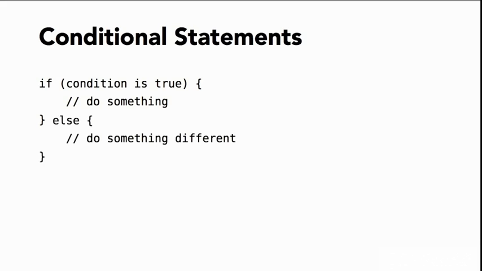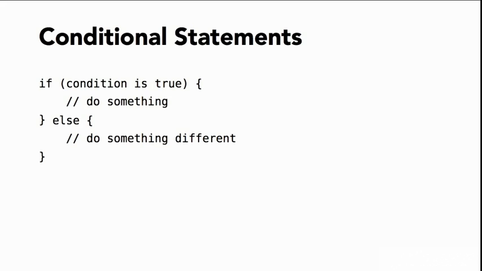If you want something else to happen when the condition fails, add the keyword else after the closing curly brace and wrap the alternative code in another pair of curly braces. So if the condition is true, the first block of code is executed, and if the condition is false, the second block is executed instead.